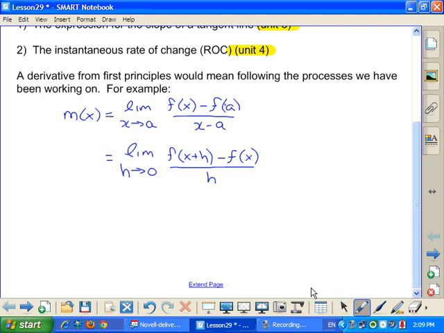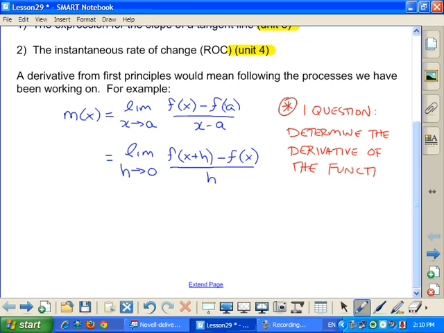Okay. There's going to be one question on the test. So one question. And it's going to read as follows: Determine the derivative of the function from first principles. Okay, and first principles is using one of these two processes.